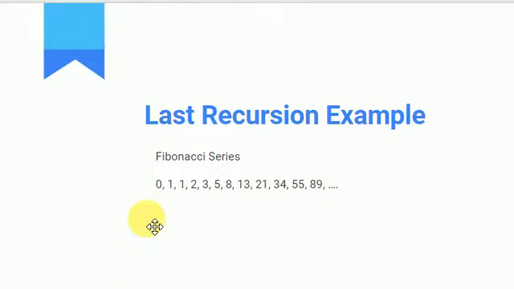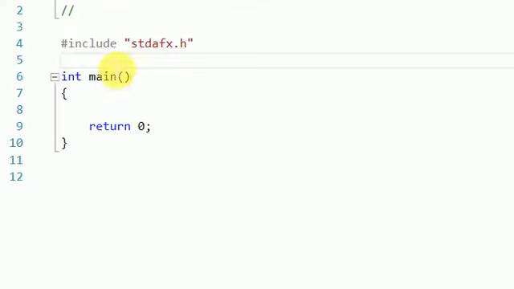So Fibonacci series is one standard example. This is the series: 0, 1, 1, 2, 3, 5, 8. Any number you take is nothing but the sum of the two previous numbers. 1 plus 1 is 2. If you take 13, the number 13 is derived from the sum of the last two numbers, which are 8 and 5. Okay, so let's write a recursive function for this.